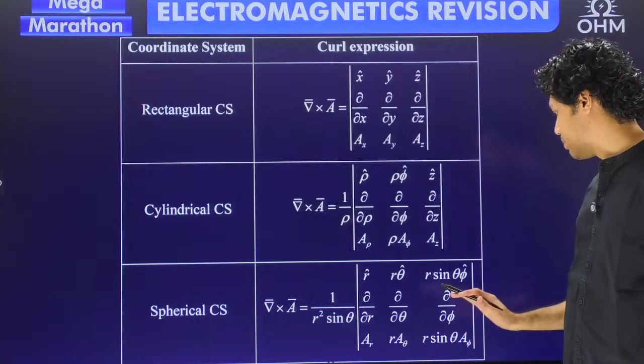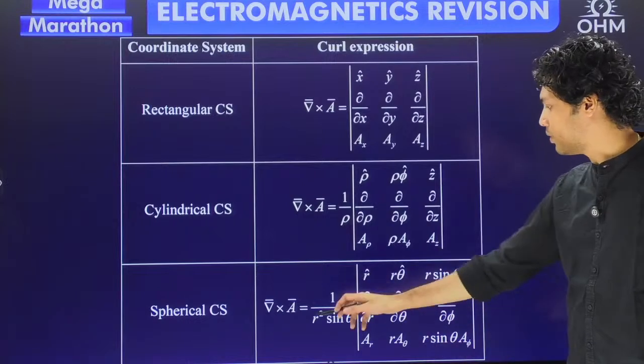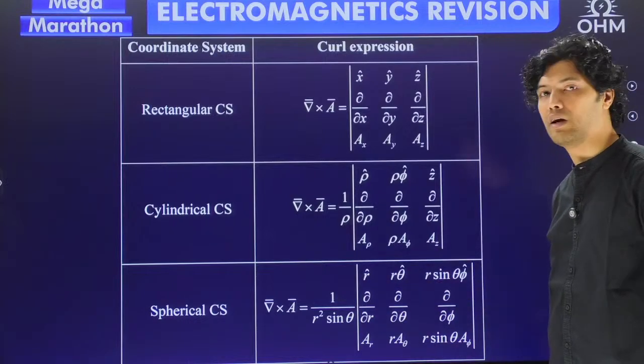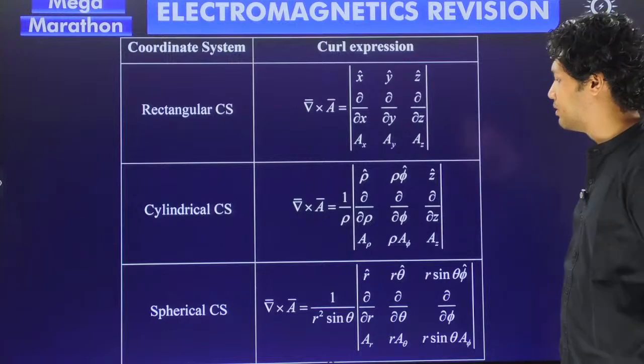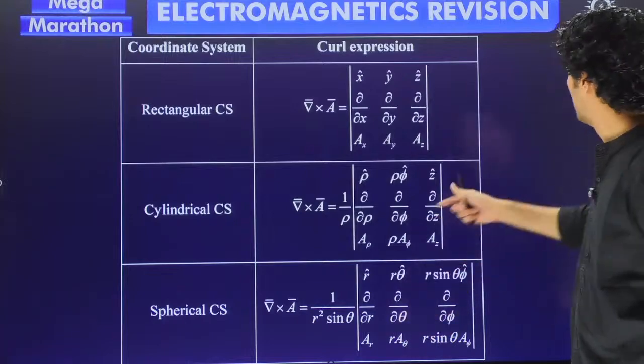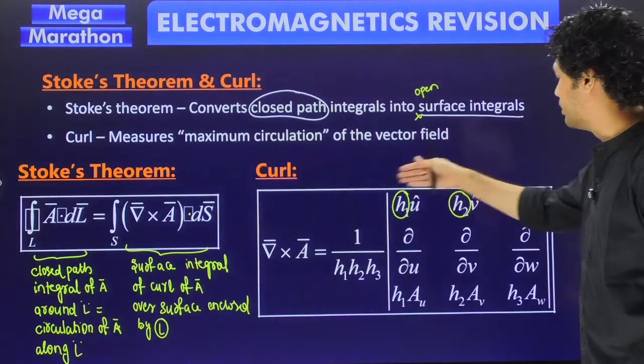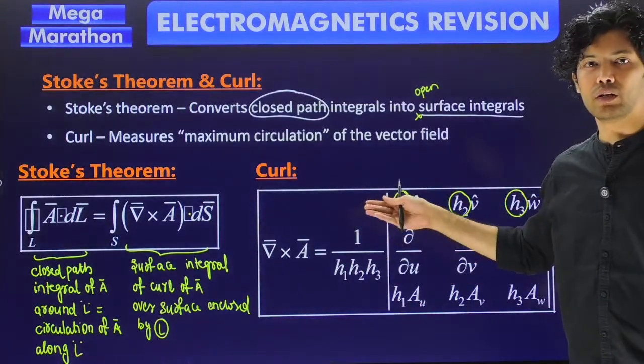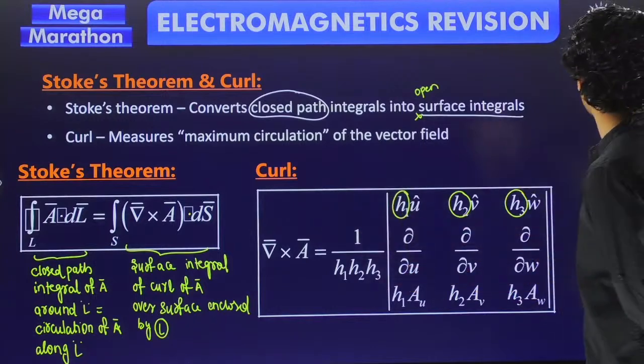Here 1, r sin theta, again 1, coefficient 1, r sin theta. Second row differential operators only, no coefficients. Outside 1 by multiplication of scale factors, 1 by r square sin theta. So this is a curvilinear formula. Don't think of them as three different formulas. This is basically this formula rewritten by substituting the corresponding scale factors, nothing else.